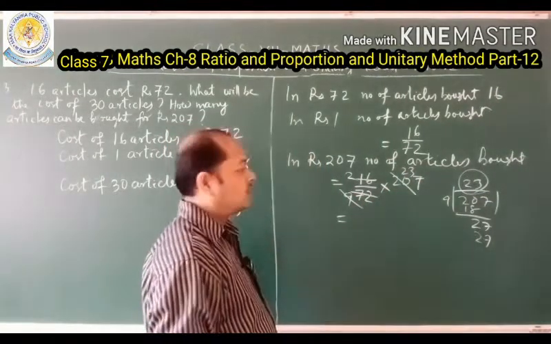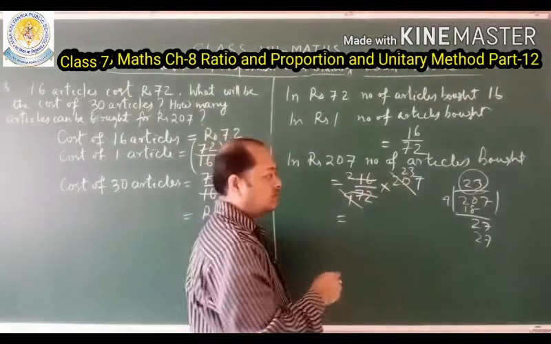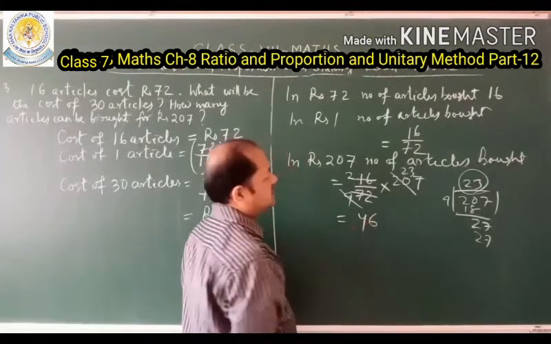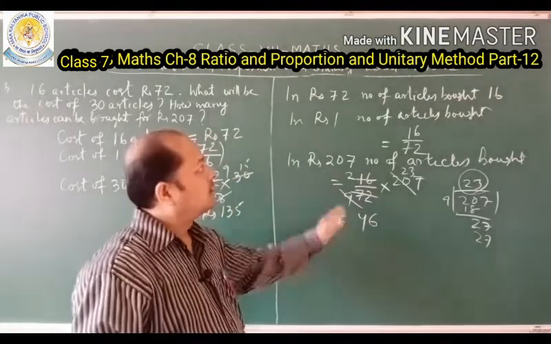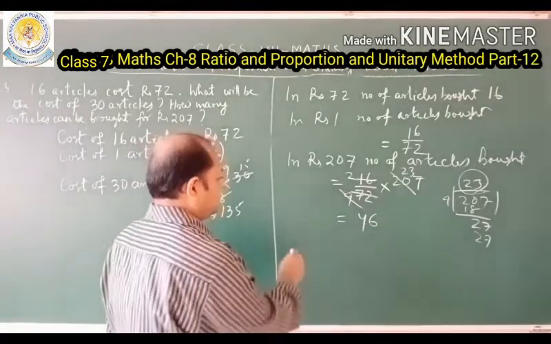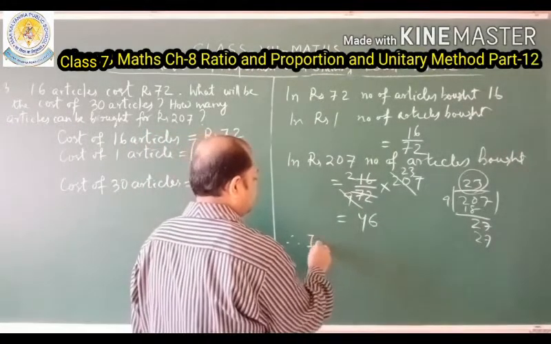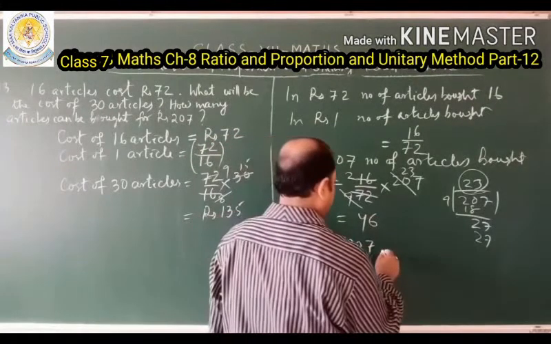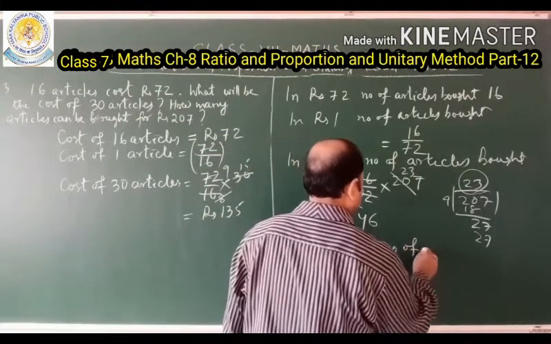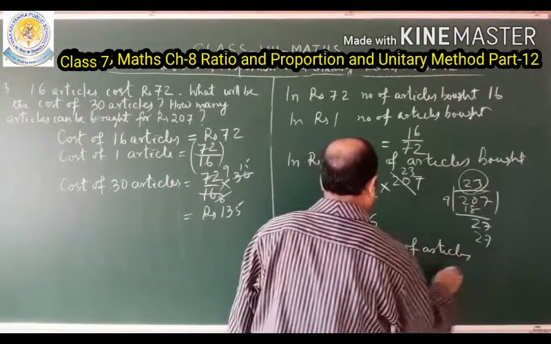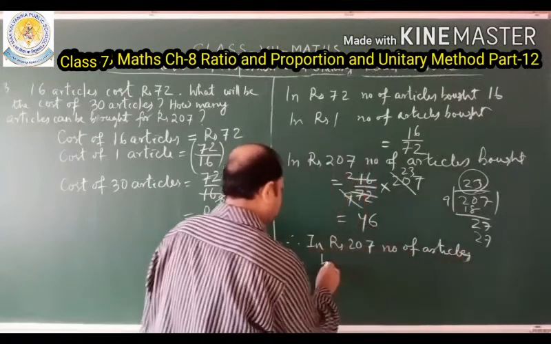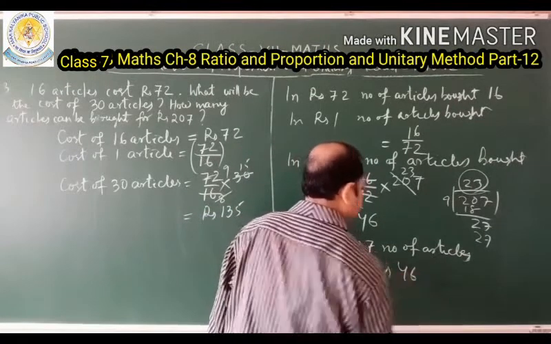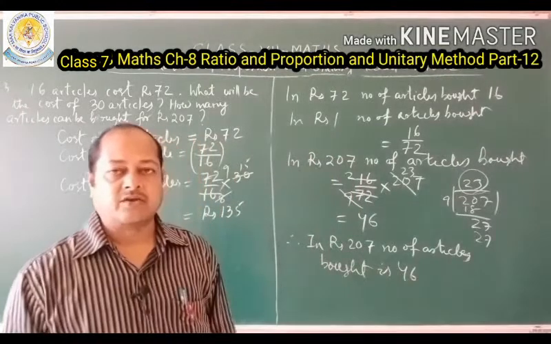Now multiply 23 with 2. So we got 2 threes are 6, 2 twos are 4. So how much? What is 46? 46 is the number of articles. Okay. Therefore, in 207 rupees, number of articles bought is how much? 46. Okay, I hope you understand this question.